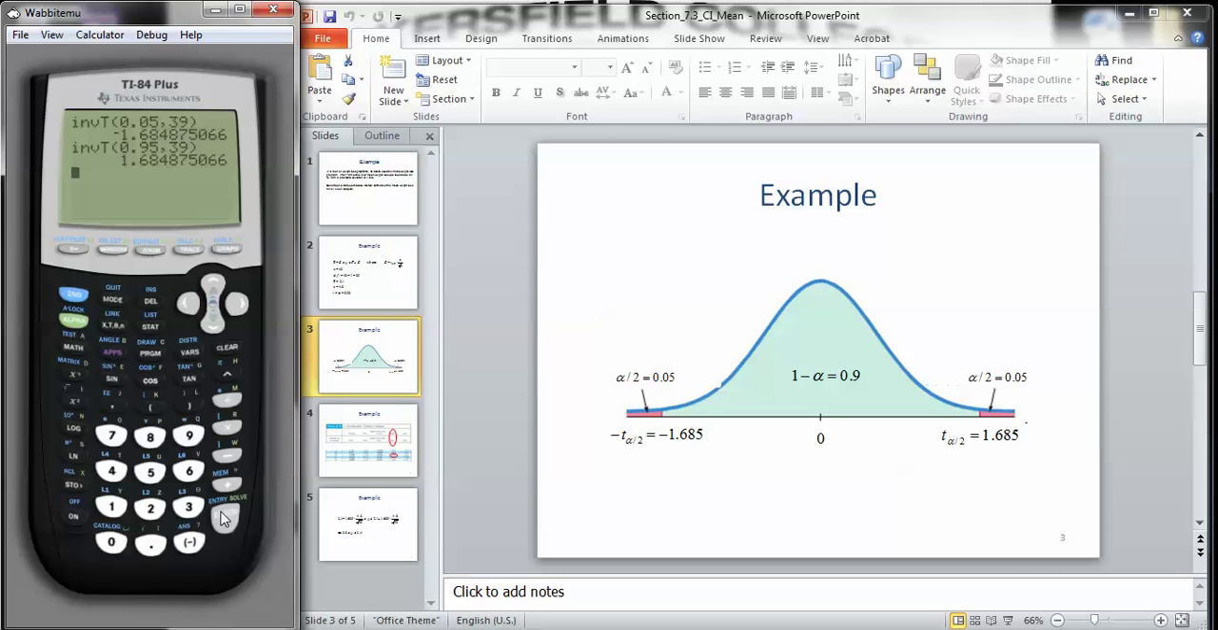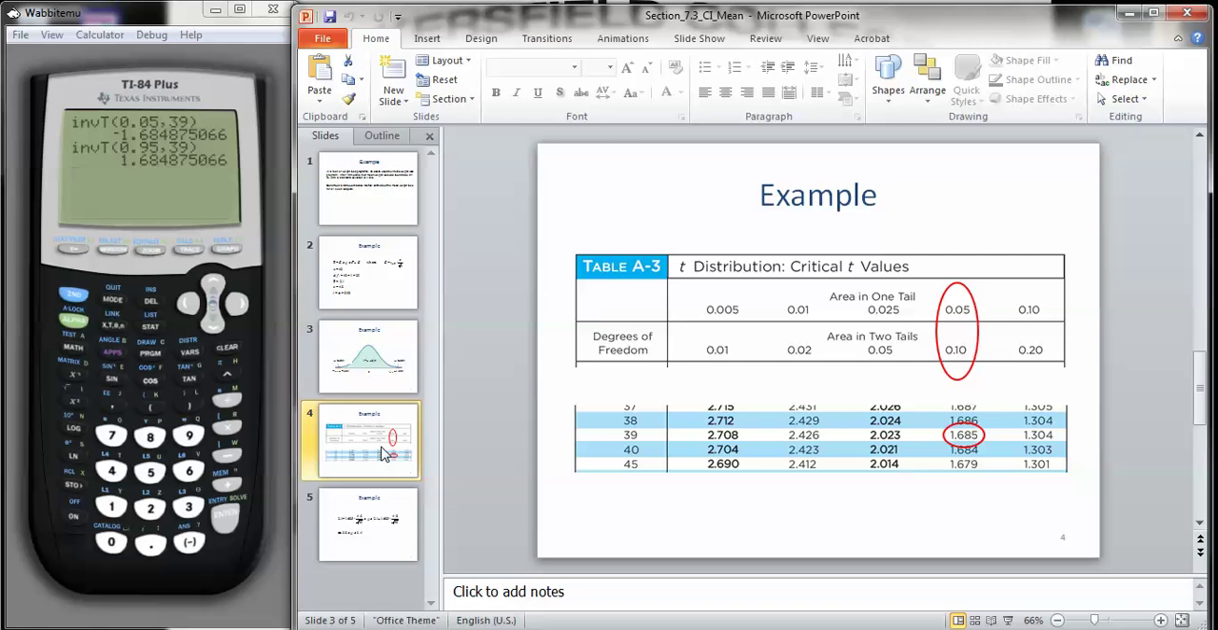Alright, so now let me show you how to find these t-score on table A3. So first of all, we know that the area in each tail is 0.05. So you look at the column where it says area in one tail, it's 0.05. So if the area in one tail is 0.05, then two tail will just be the double of that, so it's 0.1. So you're still looking at the same column. Then after that, you look down on the table and look at the row where the degrees of freedom is 39. Then you see 1.685.